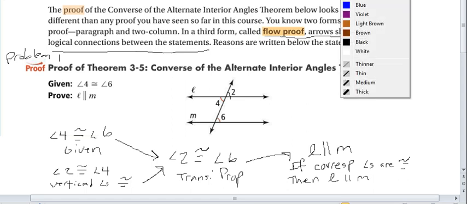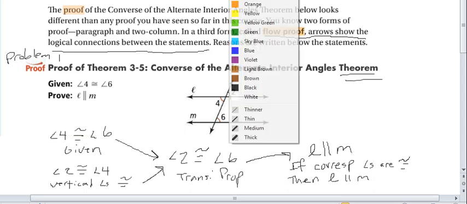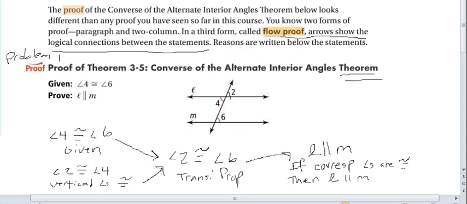So our flow proof is just a little bit different, where we have arrows going from one statement to another. But if you can just remember our alternate interior angles theorem, then the converse is just switching it. Remember, our converse is just switching the hypothesis and conclusion, switching the order of our if-then statements.